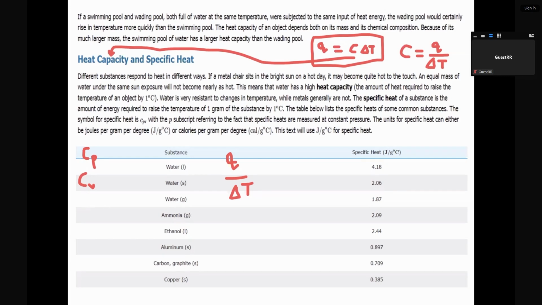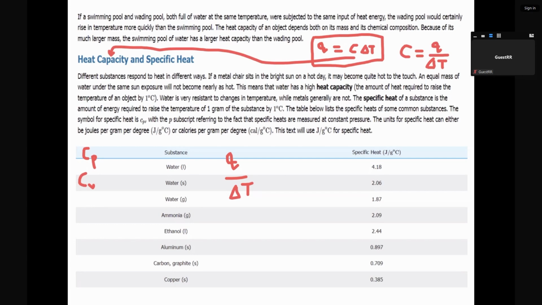Carbon, that is graphite, has an even lower value, which is 0.0709. And the 3D metal copper, in its solid state, has a very low heat capacity of 0.385. So it is almost 10 or 12 times lower than water in liquid form.